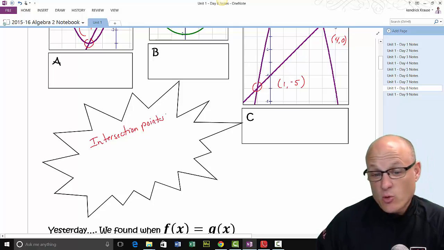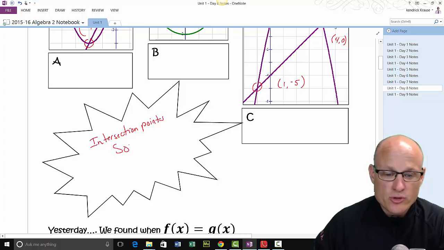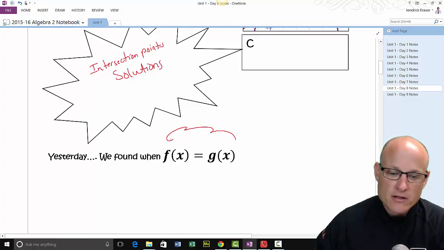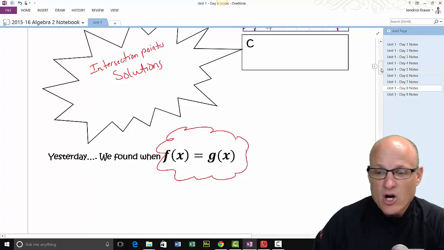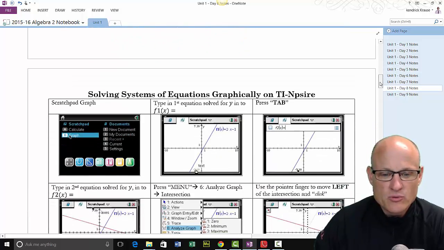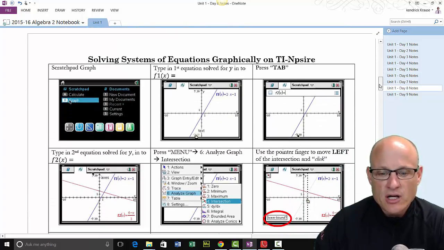When you have a system of equations, they're also called the solutions. We talked about that yesterday, and we used it right here. We also said it's when f of x is equal to g of x, when those values are equal to each other. Let's move. So here are the directions.